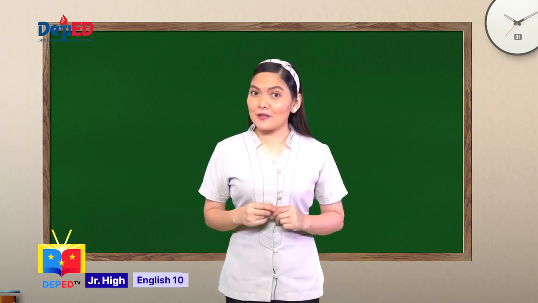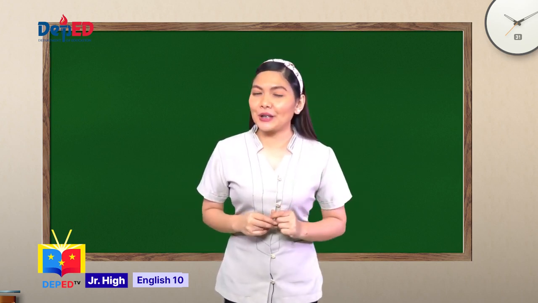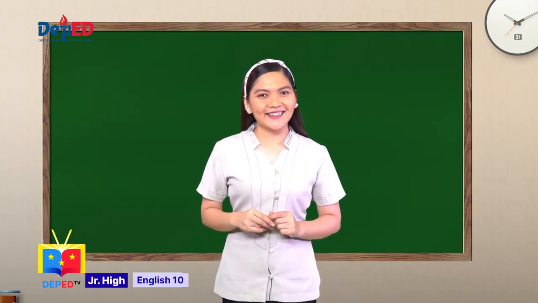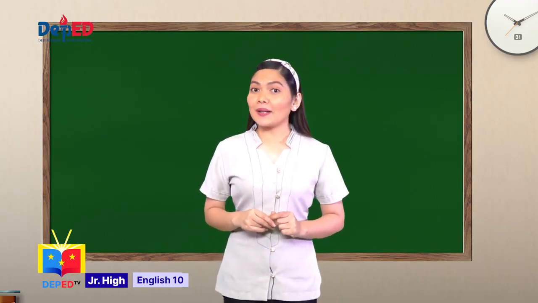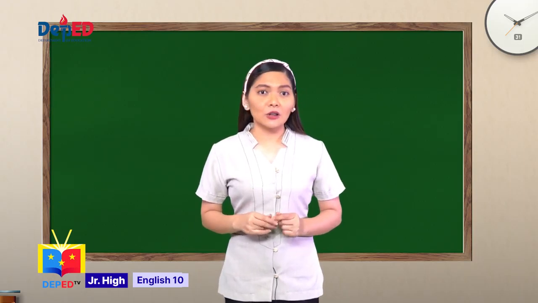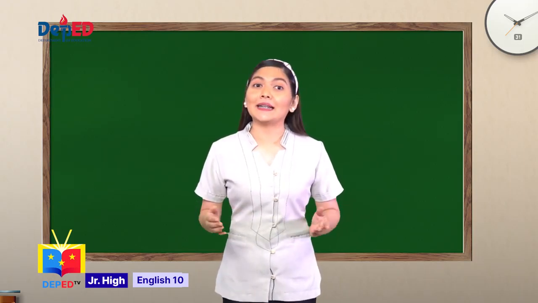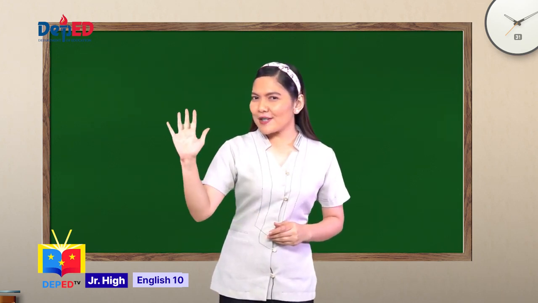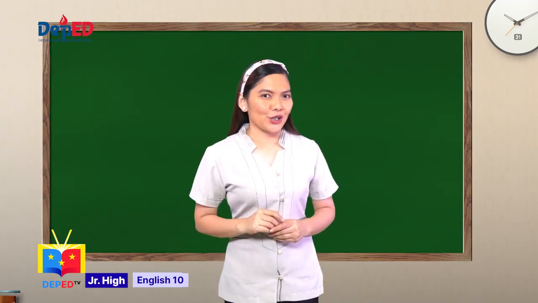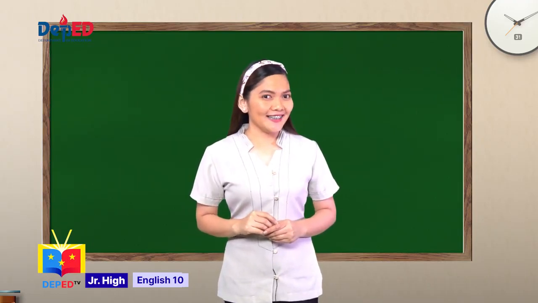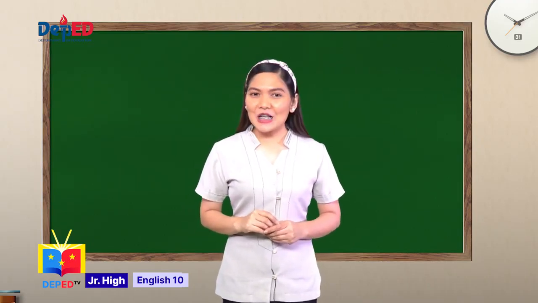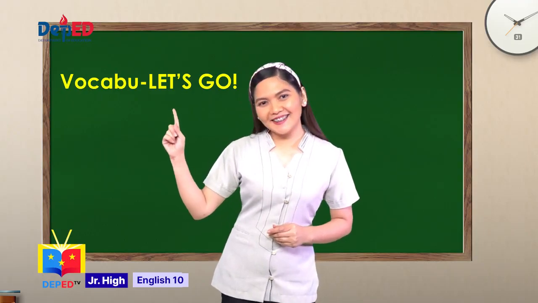But wait! Do you know Daedalus and Icarus? Okay, listen carefully. I will tell you their story after we unlock the vocabulary words that we will encounter in the story. I want you to arrange the jumbled letters to form the word that is being defined in each number. Write your answers on a piece of paper. You have 5 seconds to unscramble each word. Ready? Nice! Let's vocabulary, let's go!